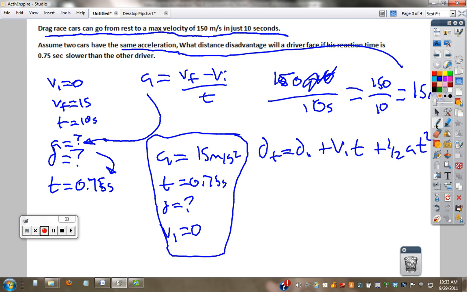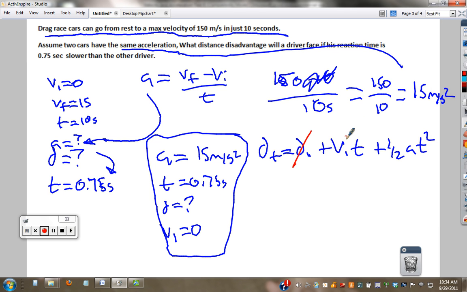That's why this formula works. First thing you should do, rewrite the formula with the variables that equal 0 not there. Distance initial 0. If v initial is 0, then that term is 0. So distance equals 1/2 acceleration times time squared. So now this formula is way easier. I can just plug it in. Distance equals 1/2 15 times 0.75 squared.